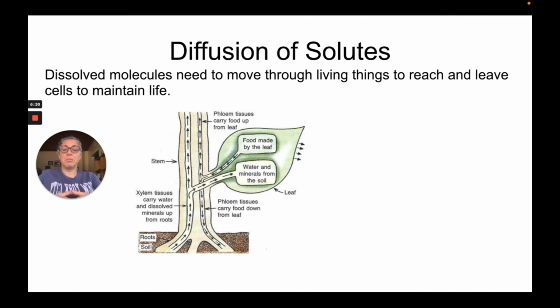The other thing that happens in the transport of plants is that water and minerals are going to need to move from the roots, where they get absorbed, throughout the entire plant in order to maintain the life of the plant. So again, we need to have diffusion of all of those molecules so that this movement can happen and get to the areas of lower concentration where they are needed.